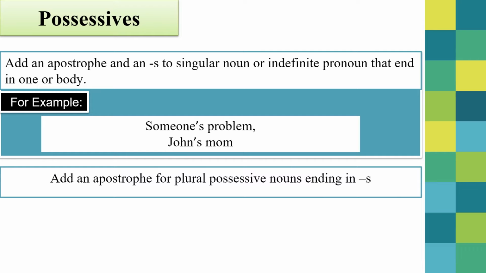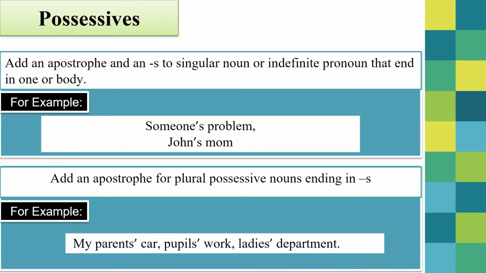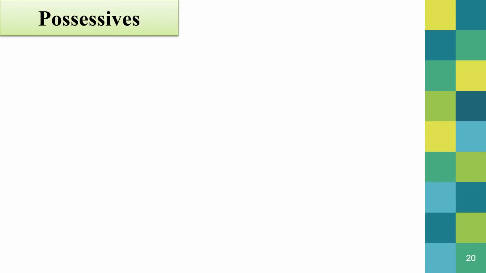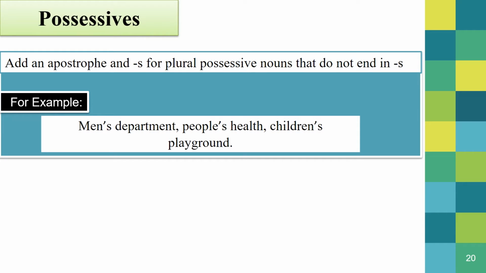Secondly, add an apostrophe for plural possessive nouns ending in s. For example, my parents' car. So the apostrophe is after the s. Pupils' work, ladies' department. Thirdly, add an apostrophe and an s for plural possessive nouns that do not end in s. For example, men's department, people's health, children's playground.